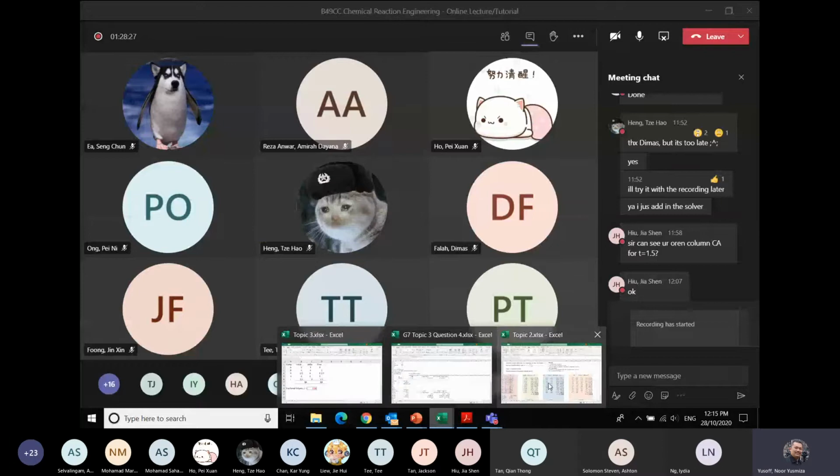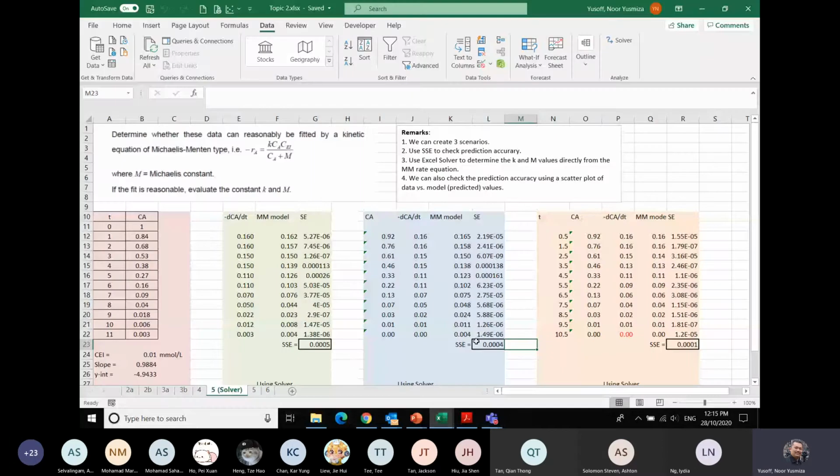Before the break, we checked our accuracy with regard to the sum of squared error. I think this is one of the most chosen approaches. The other one is that you can also determine the accuracy by plotting a so-called scatter plot between the data and the predicted values.